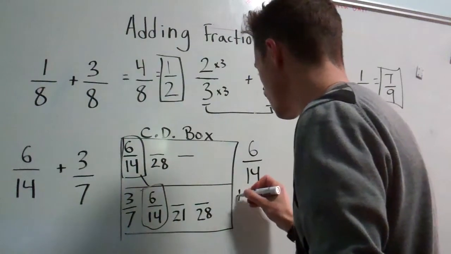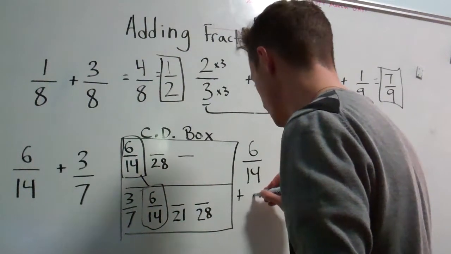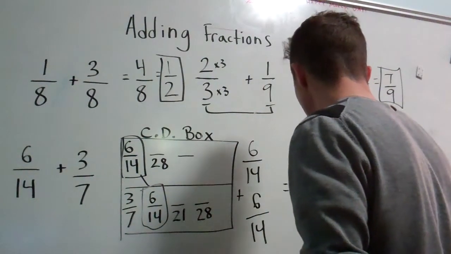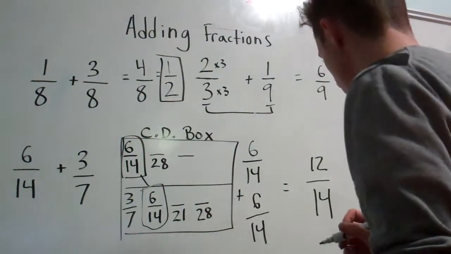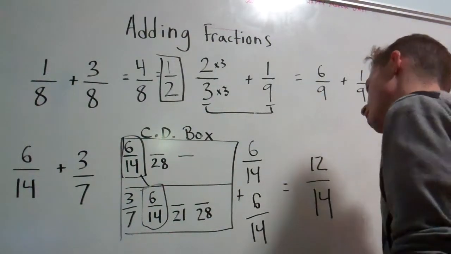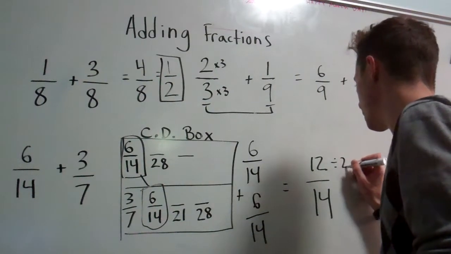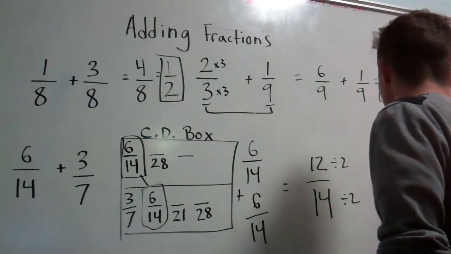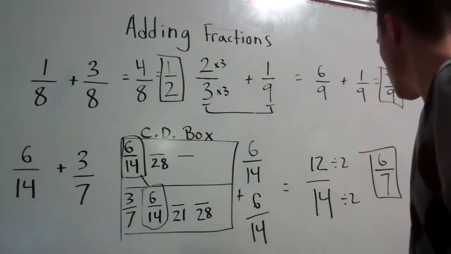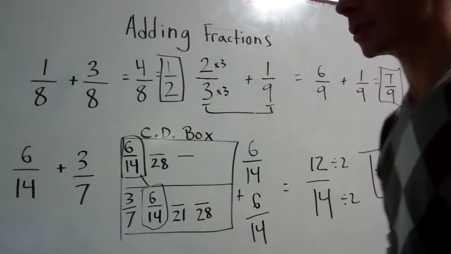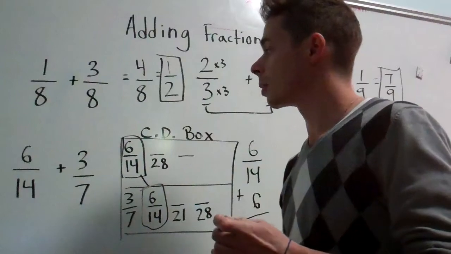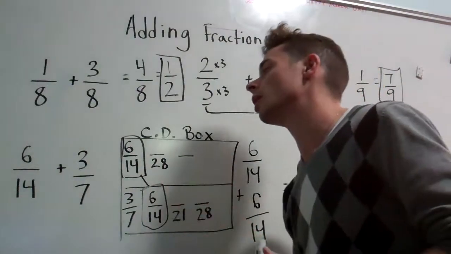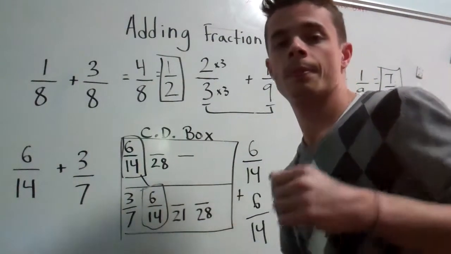6/14 plus 6/14 is going to equal 12/14. We know that we have to reduce this, so I think we'll just divide by 2, because they're both even numbers. I can do that, and I'm going to get 6/7, and we can't reduce that anymore. So a couple different ways to do it: friendly numbers, and the common denominator box.